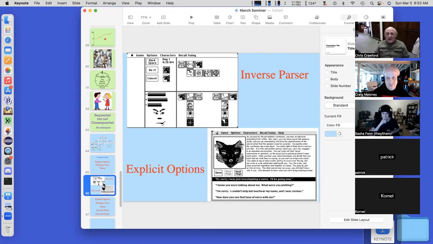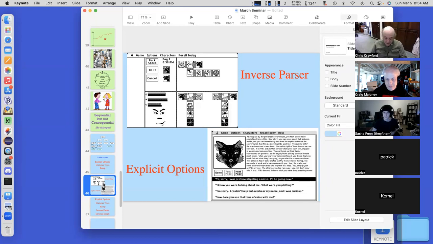See, the inverse parser allows you to do complicated things. In an explicit option system, you can't do a deal. Imagine explicit options where you say, I propose a deal to Mary in which I will tell this information about so-and-so if she will tell this information about so-and-so. Or I will make a deal with Mary in which I tell her this and this and this, and she tells me that and that and that. The number of combinations are enormous. And you can't do that with explicit options. That's why you need the inverse parser.